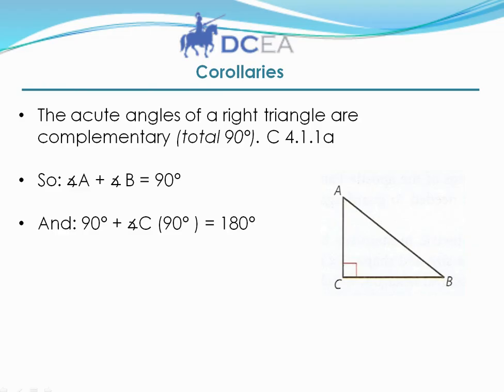Here's our first corollary. This is the corollary for our last theorem. The acute angles of a right triangle are complementary, meaning they total 90 degrees. So we have a standard right triangle here. We have the right angle at C, and what they're talking about is the acute angles, angle A and angle B. Those two angles added together equal 90. And if you take the 90 from A and B and add it to the 90 from angle C, you have 180 degrees.